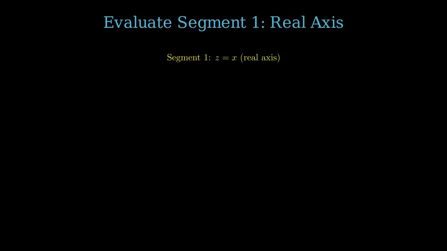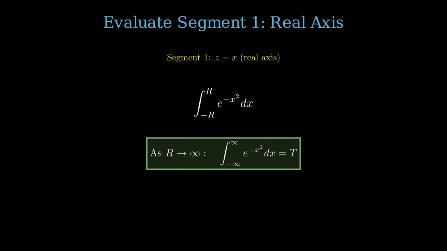Let's evaluate each part of the contour. First, let's look at the part along the real axis, where z equals x, going from negative r to r. The integral here is just e to the negative x squared dx, which as r goes to infinity is exactly our target integral t, the integral from negative infinity to infinity of e to the negative x squared dx. This is the piece we want, so let's keep it and check the other parts.